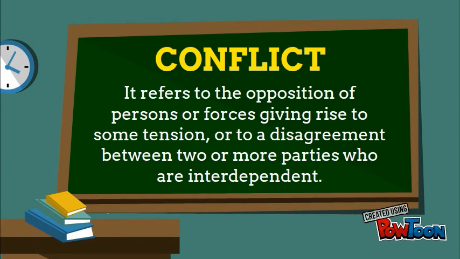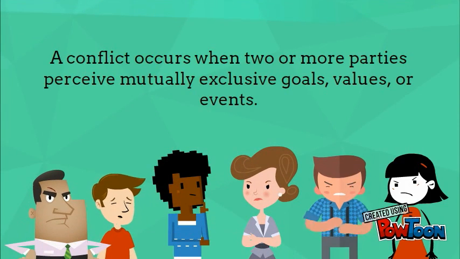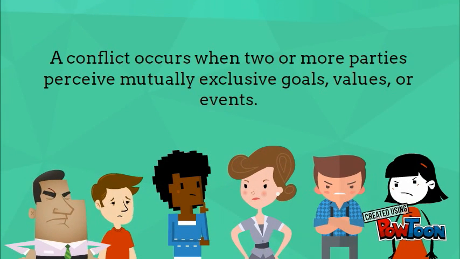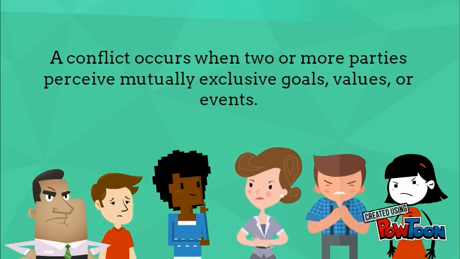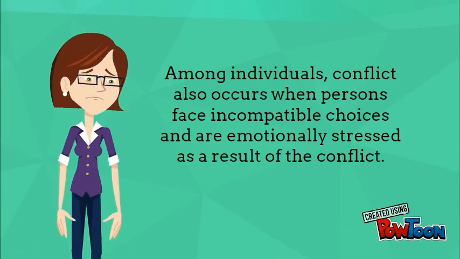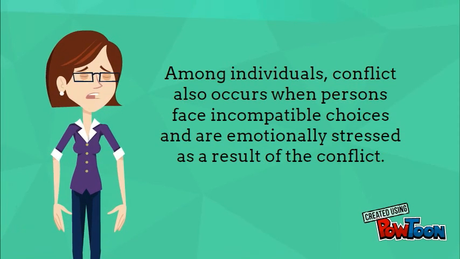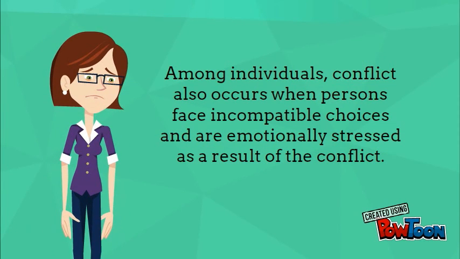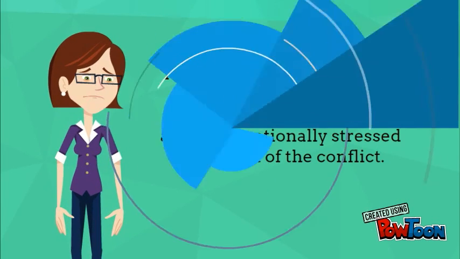It refers to the opposition of persons or forces giving rise to some tension, or to a disagreement between two or more parties who are interdependent. A conflict occurs when two or more parties perceive mutually exclusive goals, values, or events. Among individuals, conflict occurs when persons face incompatible choices and are emotionally stressed as a result of the conflict.